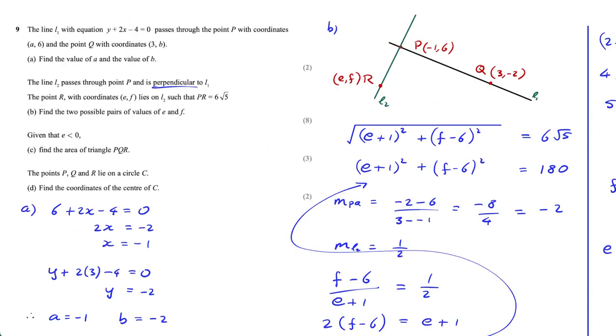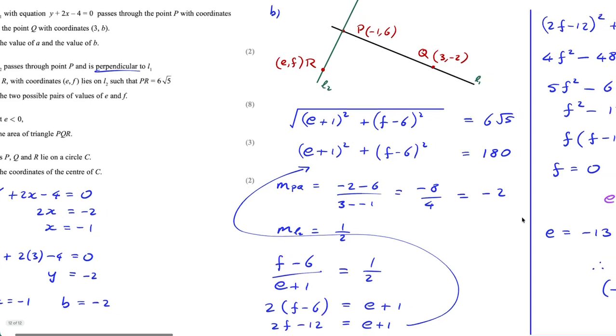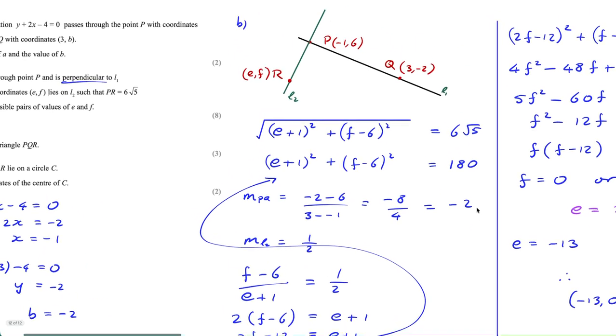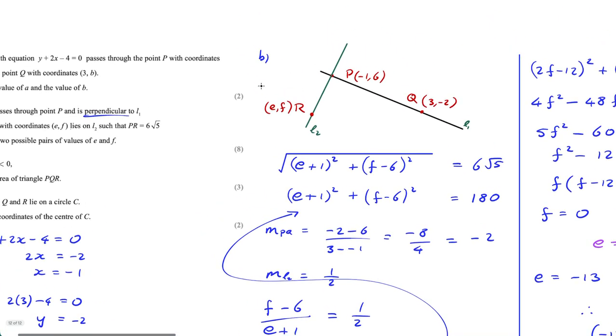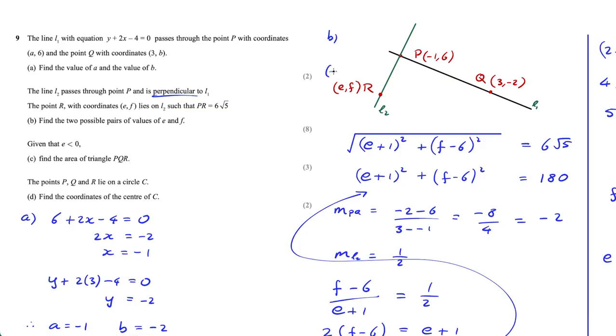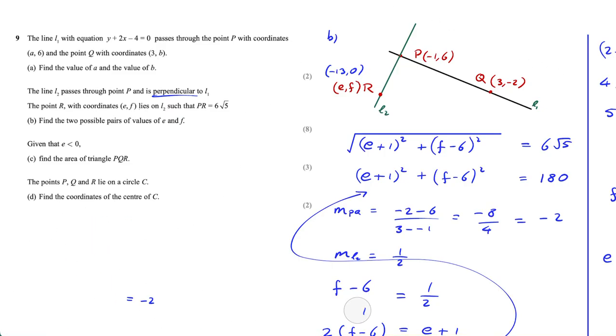For part C, it says find the area of triangle PQR given that e is less than 0. So if e is less than 0, we're choosing this e, the minus 13, which means that f is now minus 13, 0. I'm going to remove all of this, just so we have some space to work with.